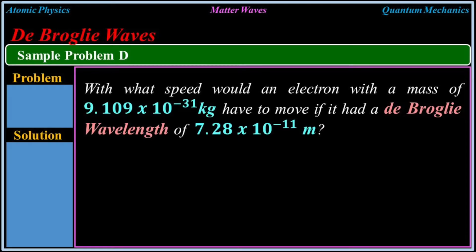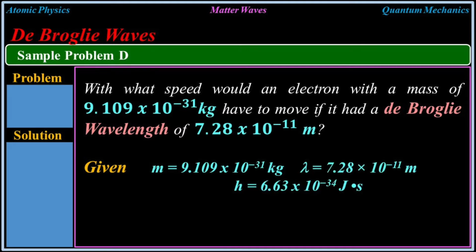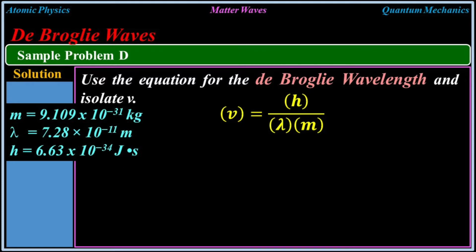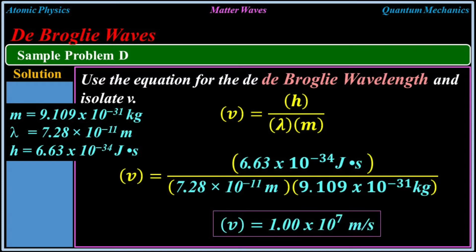With what speed would an electron with a mass of 9.109 times 10 to the negative 31st kilograms have to move if it had a de Broglie wavelength of 7.28 times 10 to the negative 11th meters? All right, list the givens. It's going to go quite fast here. Use the equation for the de Broglie wavelength and isolate v. There's the equation that's given, that's the plug-in, that's the answer. 1 times 10 to the 7th meters per second.